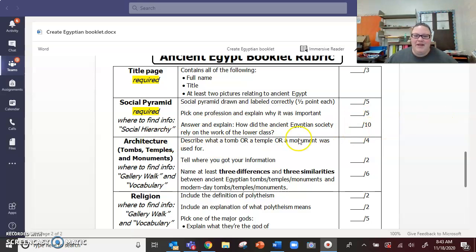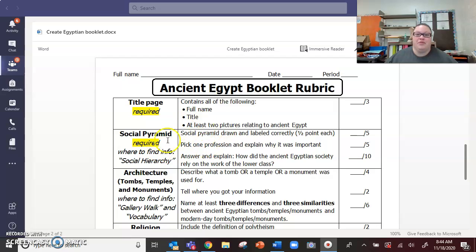And then for 10 points, you are going to answer and explain how did the ancient Egyptian society rely on the work of the lower class. Friends, that's a big question, so you're going to get 10 points for answering it, okay? And then those are the only 2 pages which are required.